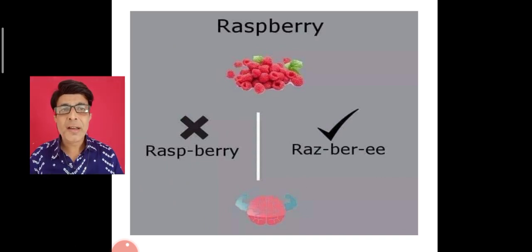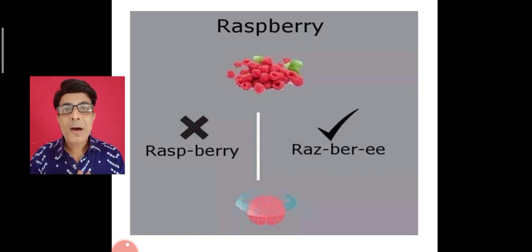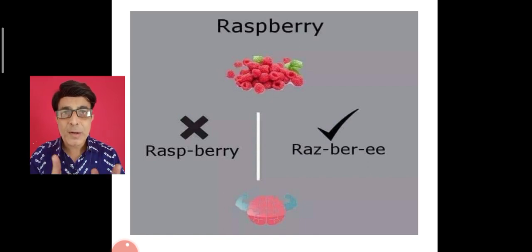The next word is raspberry, and generally we speak it as raspberry, but here the sound p is silent. Okay, it's not spoken. So the correct pronunciation is raspberry.